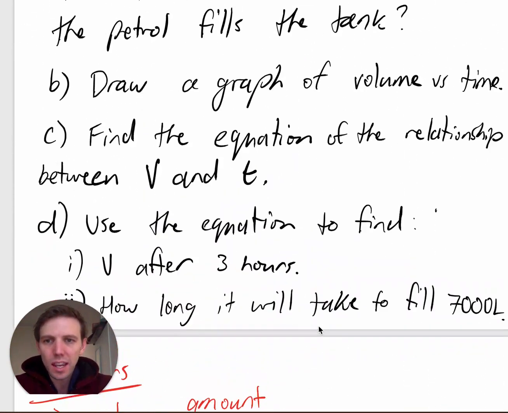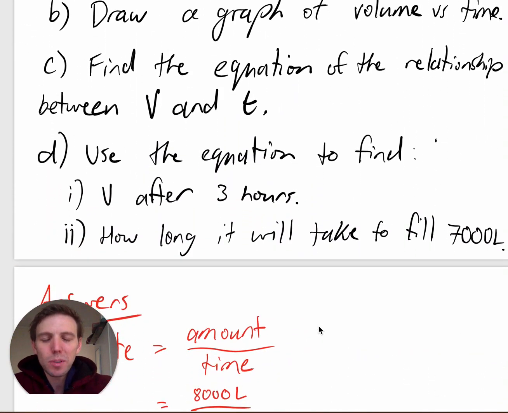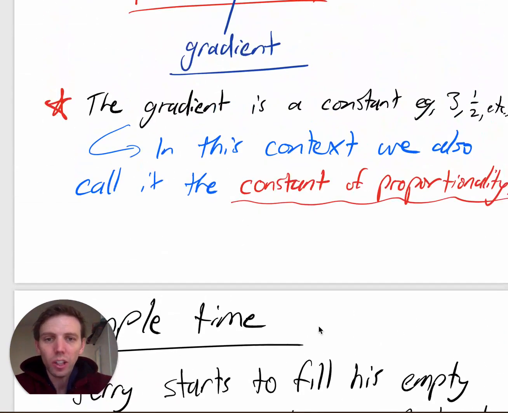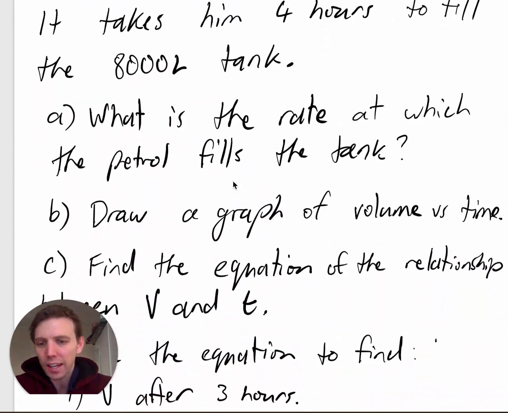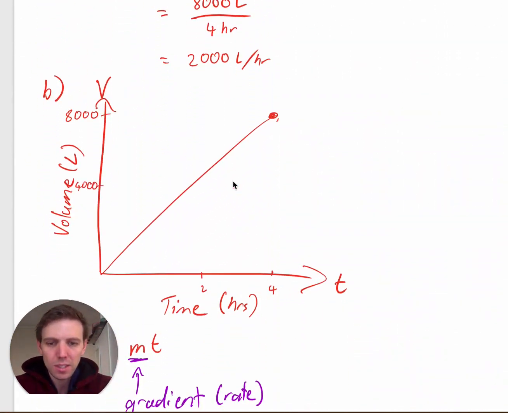So question C, find the equation of the relationship between V and T. So what is the rule, the equation of V versus T? What's going on? Well, as I've already said, the equation of a line is going to be in the form y equals mx. Now, obviously, we've got V in here for y, and we've got T in here for x. So we're going to have something like V equals mt, all right?